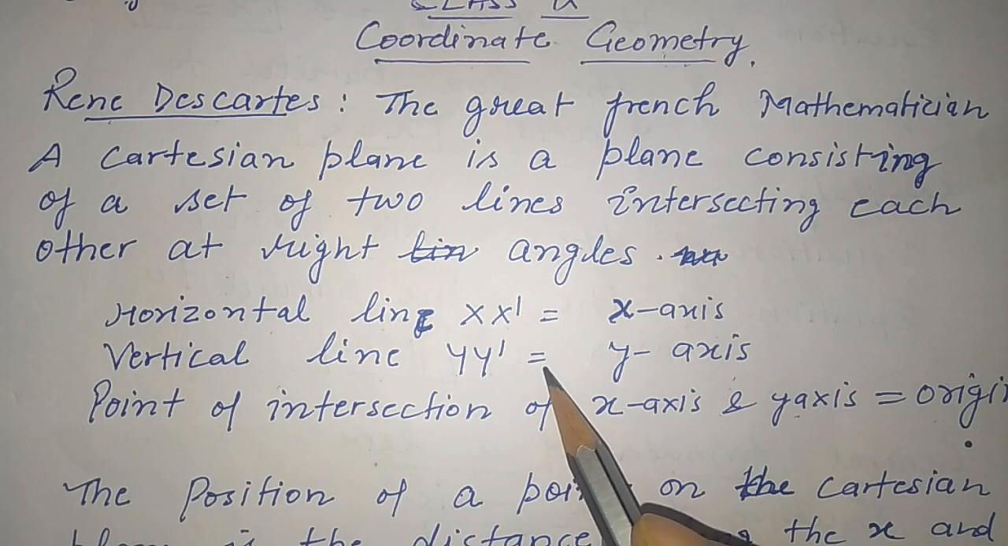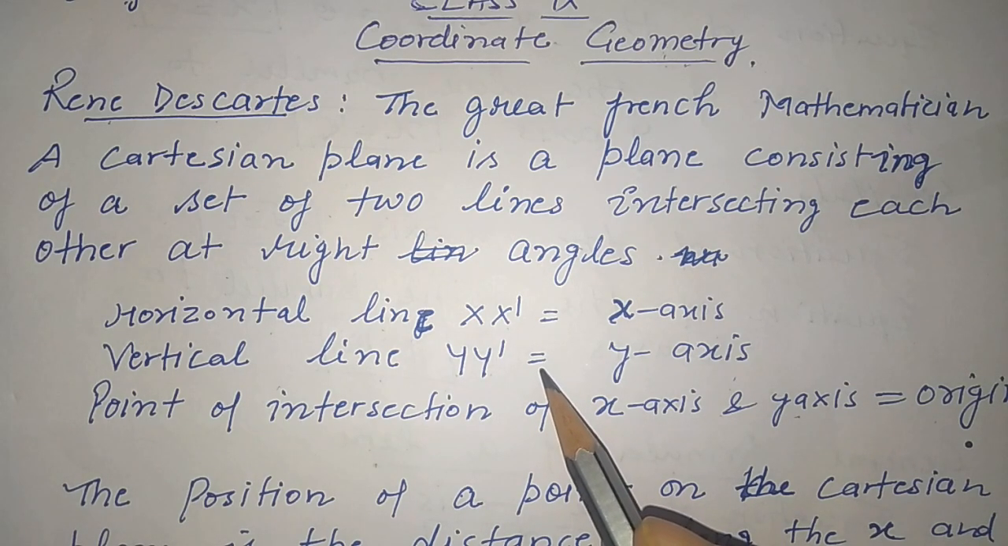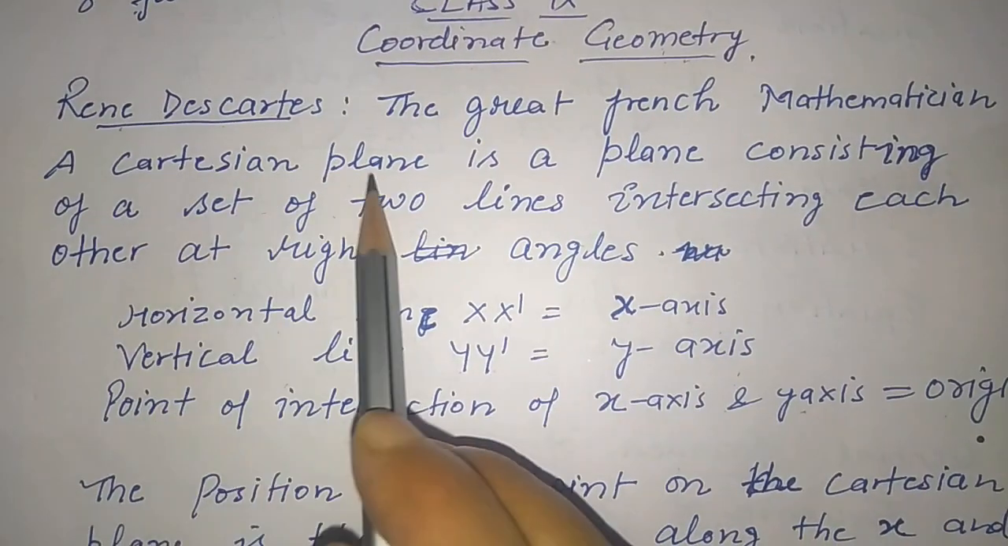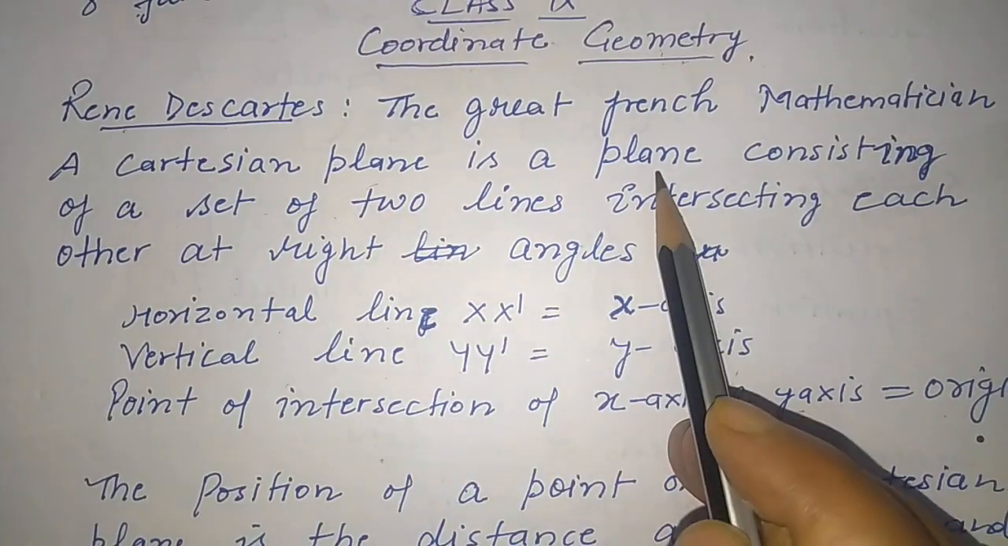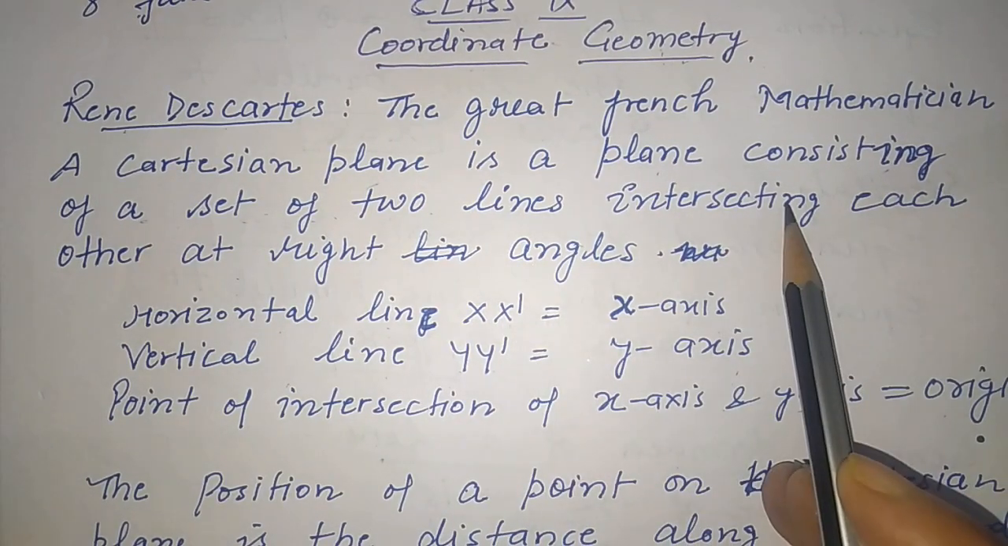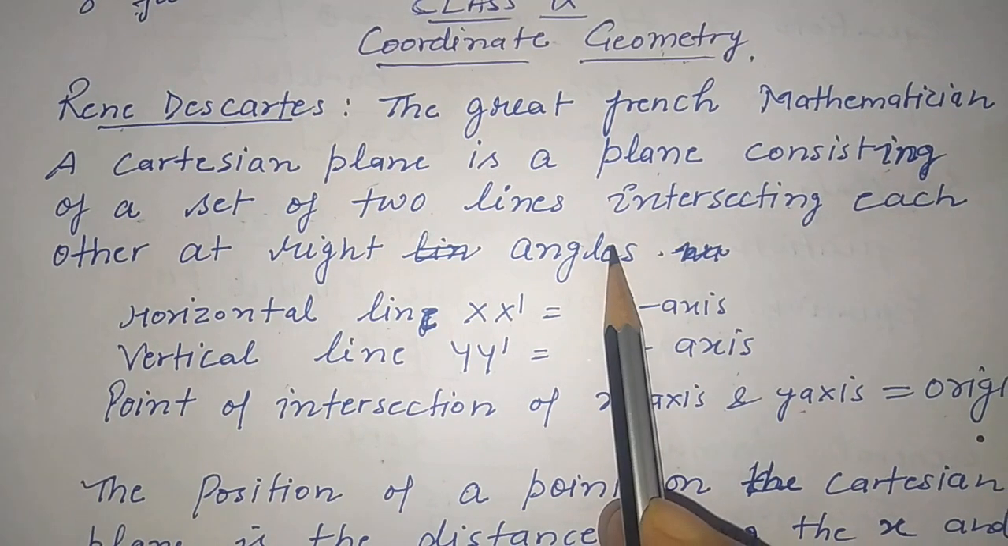In honor of Descartes, the system used for describing the position of a point in a plane is also known as a Cartesian plane. So according to him, a Cartesian plane is a plane consisting of a set of two lines intersecting each other at right angles.